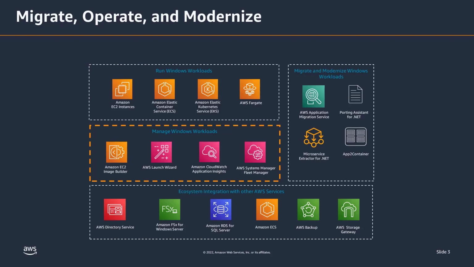Our tools and services are designed to help modernize smoothly, with services such as Porting Assistant and App2 Container helping you with that smooth transition. Today, we'll focus on two services, which are EC2 Image Builder and AWS Launch Wizard.